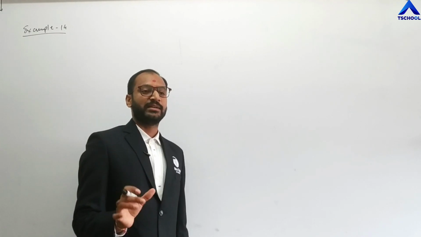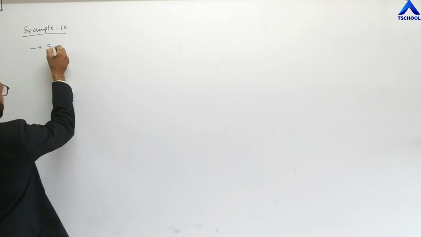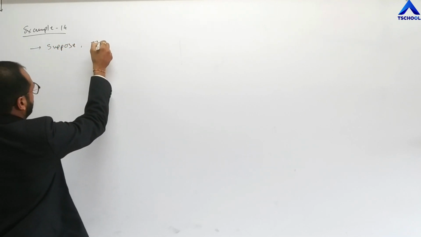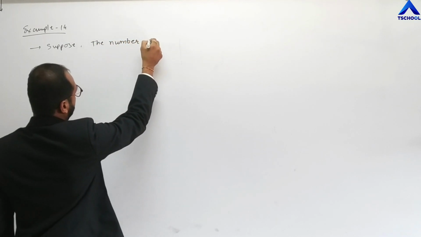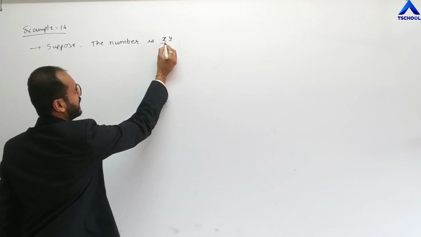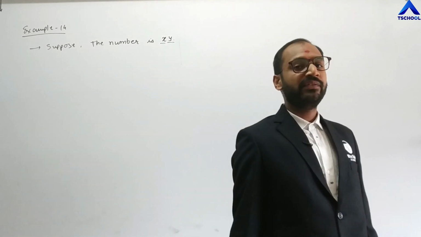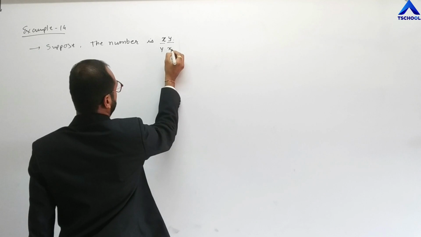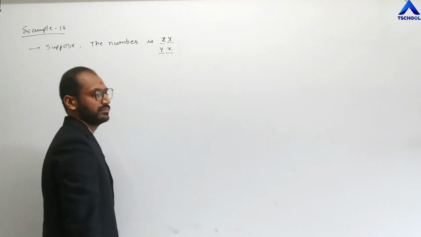Suppose the number is xy. As an example, suppose the number is xy. So this is a two-digit number with digits x and y. Clear? Now when we interchange these two, let me take y, x. This is the interchanged number because the positions are interchanged.